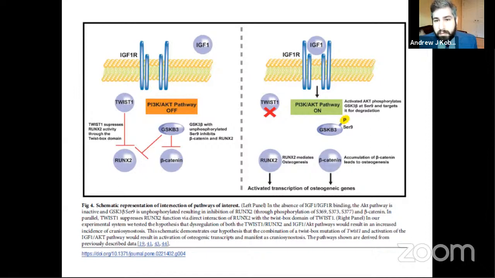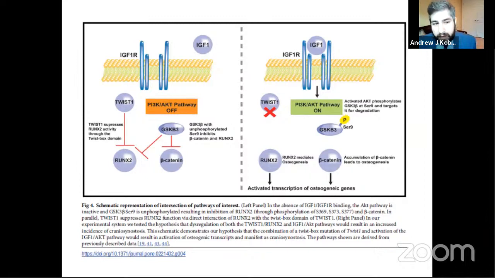So on the right side of the image, as regulated by growth hormone, IGF-1 is able to bind to its receptor on the cell surface, which then activates the PI3K-AKT pathway, which then phosphorylates and inactivates GSK-3B and twist, which then allows RUNX2 and beta-catenin to be activated and to provide transcription of osteogenic genes.